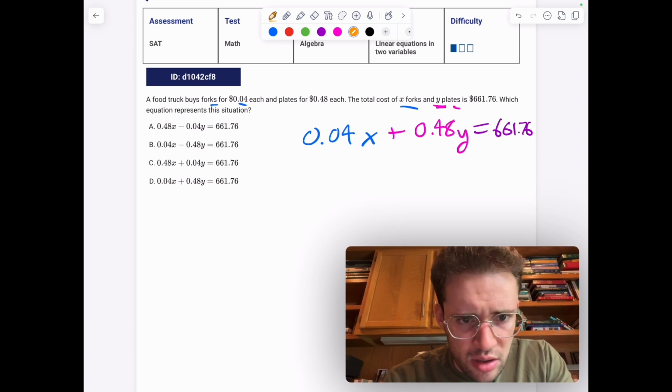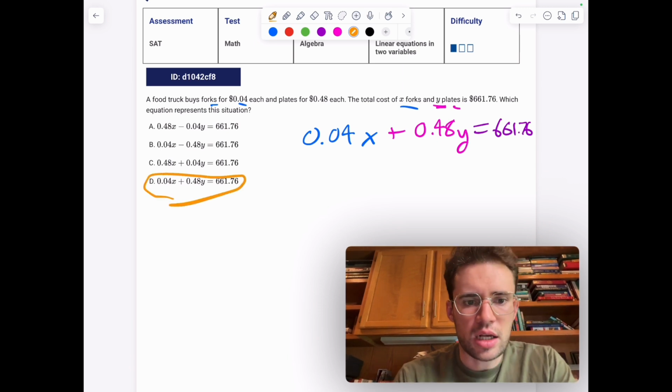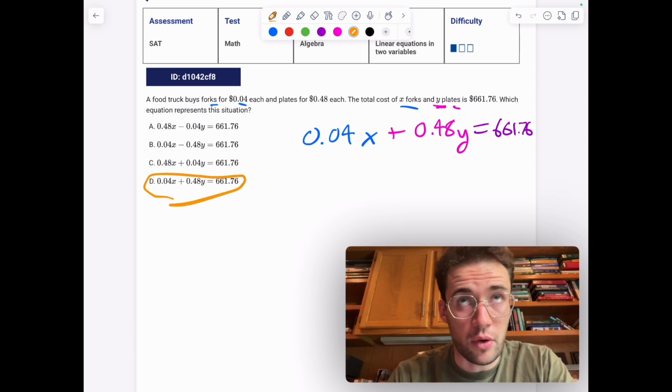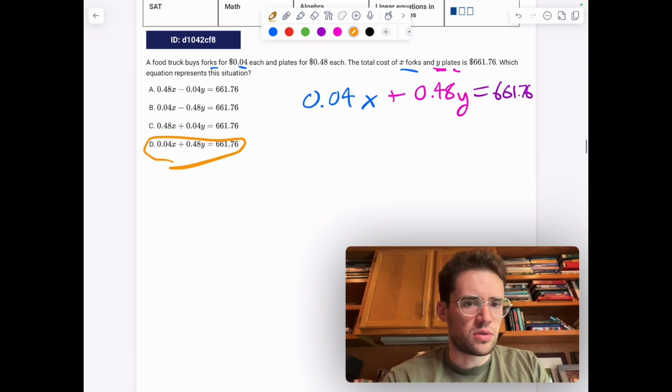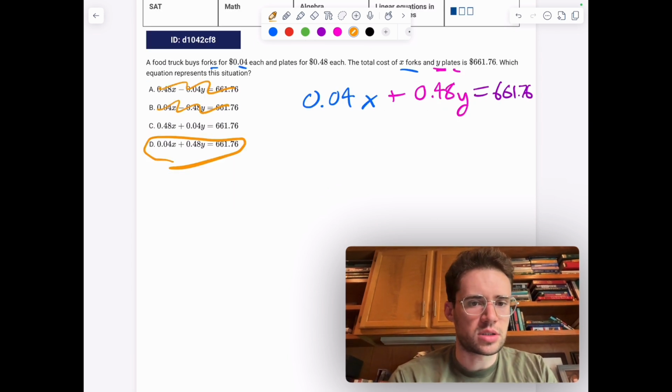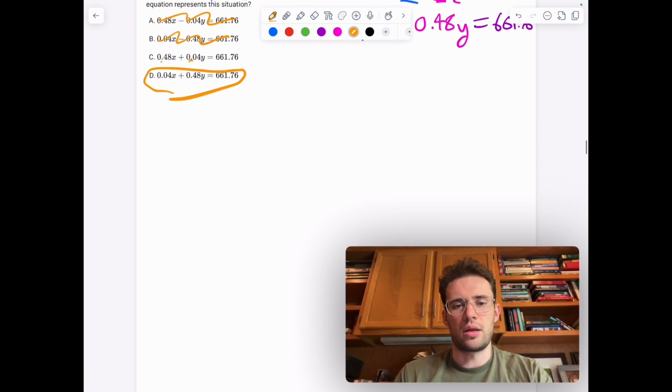You're getting a lot of business, that looks like. 0.04x plus 0.48y equals the total, 661.76. There's no reason that you'd be subtracting the costs, and then this one just mixed up the price for the forks with the number of forks. They put that in the wrong matching.